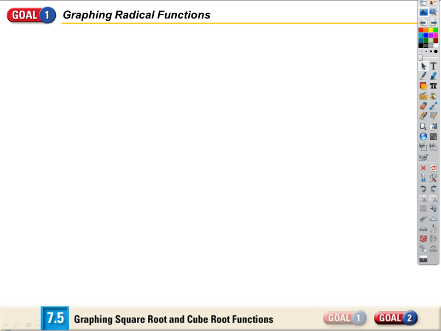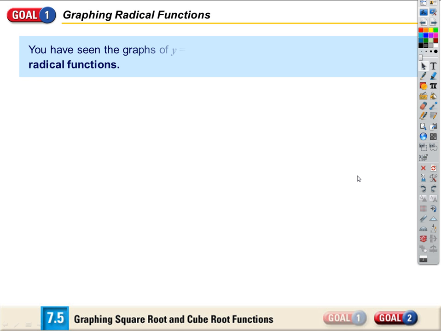So the topic of the day is graphing radicals. Very, very simple. This is right in line with a lot of stuff you've done all year. It's going to make total sense. It's consistent with other things you've done. These are the two kinds of functions we're going to look at: square root functions and cube root functions.